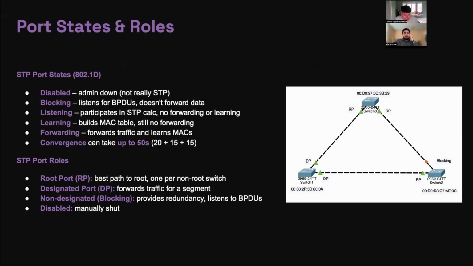Next is blocking. This port will listen for the BPDUs, but it doesn't forward any data. So it will listen for all the topology changes going on in the STP, but it will not forward any data. Next, you have your listening state. It will participate in the STP calculation, so it will help in calculating the root bridge or the designated port, but it will not do any forwarding or learning. Next, we go to learning. Here you build the MAC address table, but there is still no forwarding. And as you go into the forwarding state, that's when you will forward traffic and learn MAC addresses, and you will be part of the network essentially.